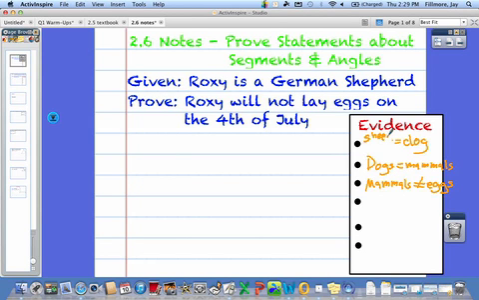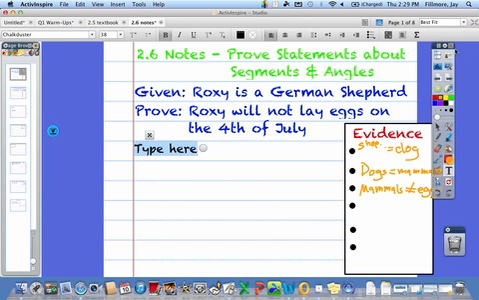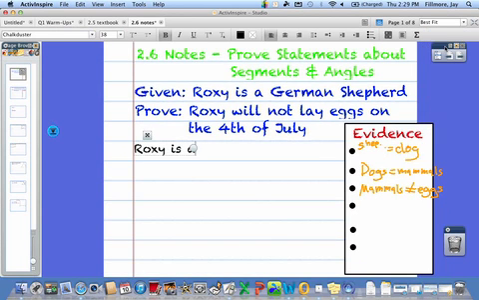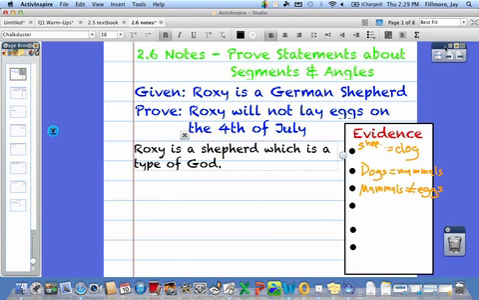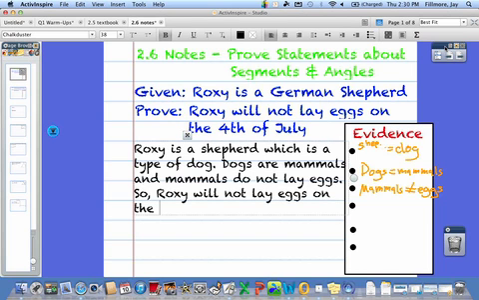So if I were going to give some type of argument, what I would have to do is write maybe 1 to 3 sentences explaining my argument based upon this evidence. So Roxy is a shepherd, which is a type of dog. Dogs are mammals, and mammals do not lay eggs. So Roxy will not lay eggs on the 4th of July.